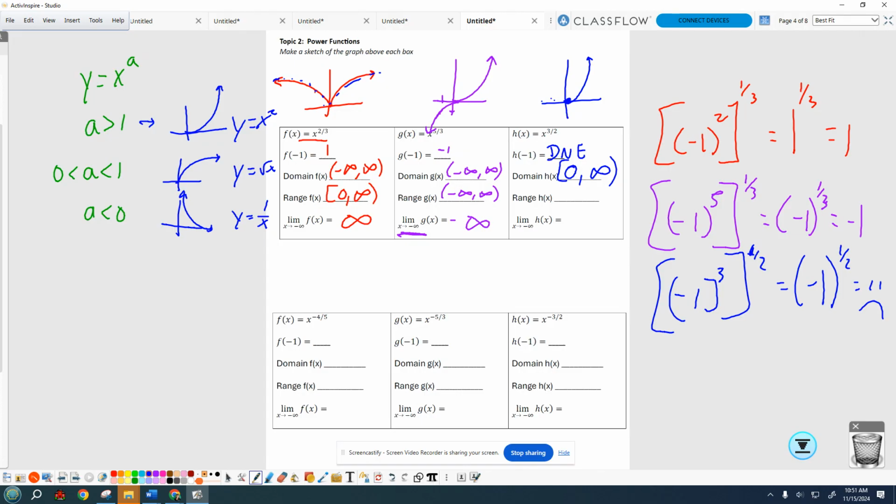Ahmed, what's the range? 0 to infinity. Including 0 or not? Yes. Okay, left end behavior, Brianna? Does not exist, doesn't have a left end. There is a left end of this graph, but left end behavior is when x is -infinity.